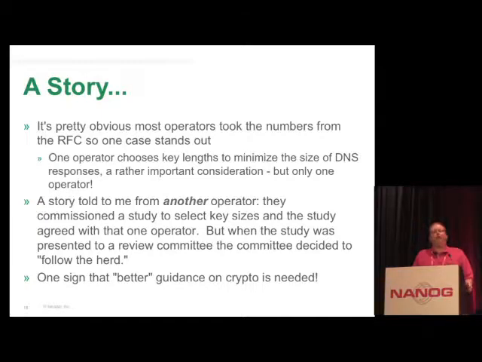But when I told this story at a meeting of a bunch of operators about 3 months ago, one person piped up and said that when they were designing their DNSSEC, they commissioned a study: what's the right size keys for this? And they found out that the key sizes used by this oddball operator were the right ones. They went up the chain with that recommendation, but the review committee said, no, don't do what's optimal according to your studies. Follow the herd. Just pick 2K, 1K, and go along with that. So peer pressure has come to bear on operational choices.